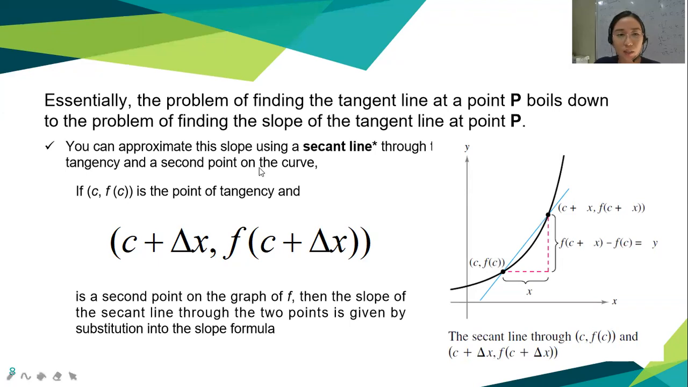So essentially, the problem of finding the tangent line at a point P boils down to the problem of finding the slope of the tangent line at point P. As we described earlier, we get the derivative if we get the slope of the tangent line. So we can approximate this slope using this second line.